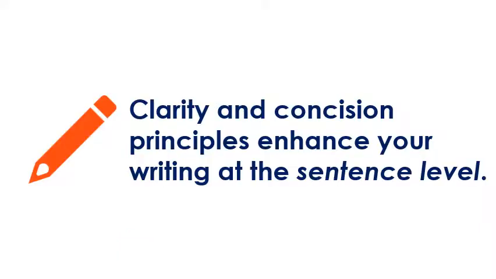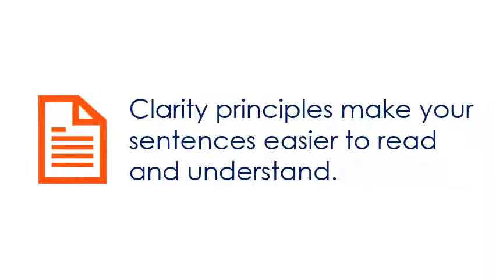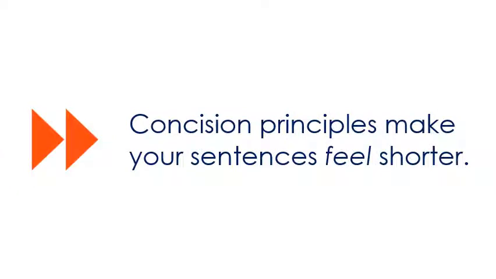The first thing we should note is that clarity and concision are sentence-level style principles. They enhance your writing at the level of the sentence. Clarity principles make your sentences easier to read and to understand, and concision principles make your sentences feel shorter. They may help you reduce your word count, but most importantly, they will make your writing easier to read quickly.